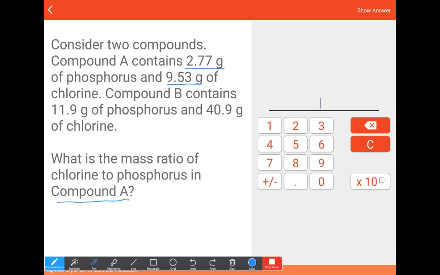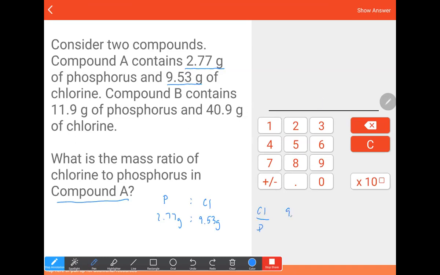But in the problem, we're going to solve for a mass ratio. And then later on, we could solve for, well, what exact molecule are we dealing with? So what we have is phosphorus at 2.77 grams and chlorine at 9.53 grams. And it says, what is the ratio of chlorine to phosphorus? So I'm going to do chlorine divided by phosphorus.